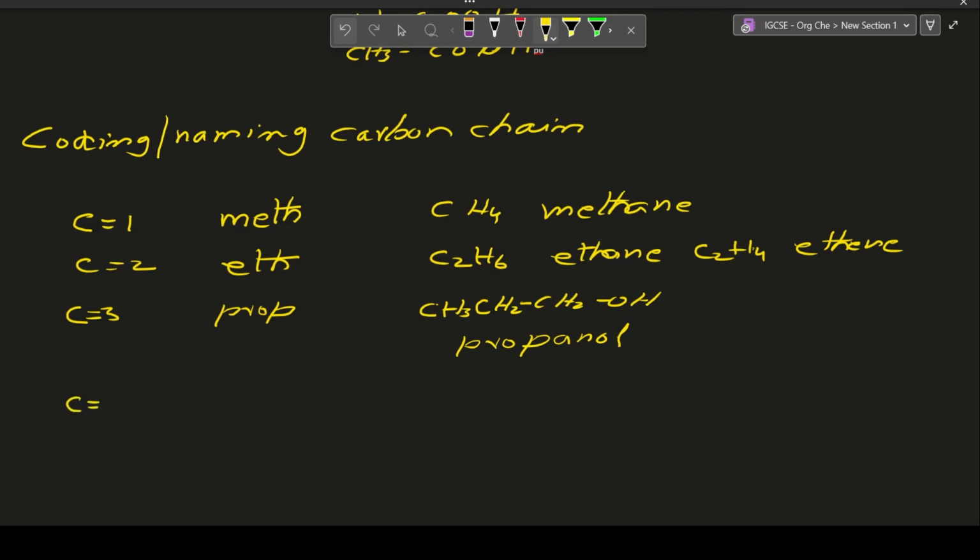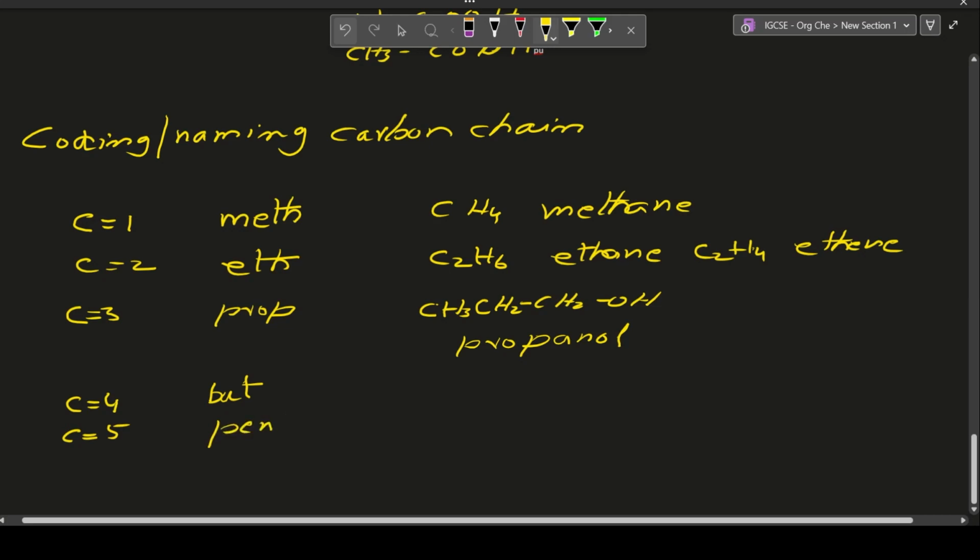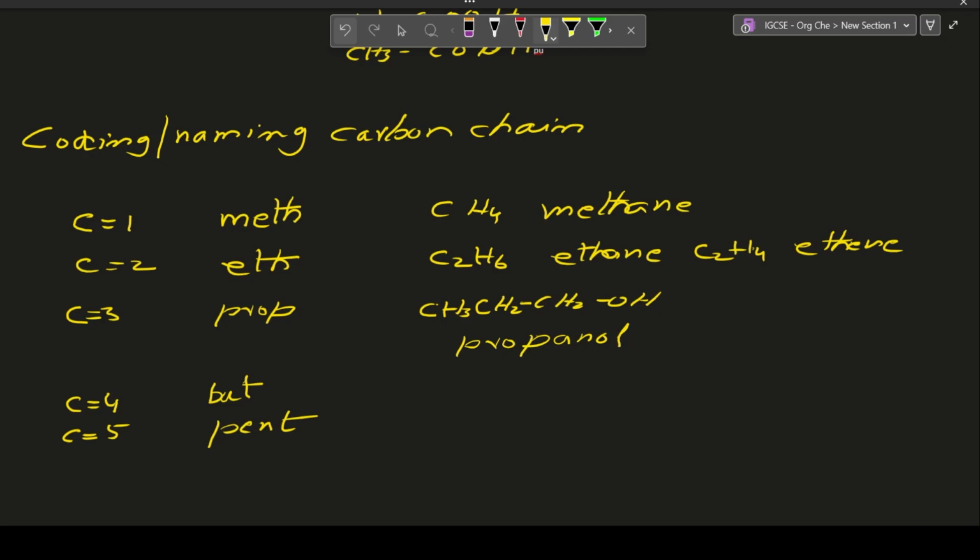If we have 4 carbons, in the same way we use the code but. For 5 carbons, we use pent: pentane, pentene, pentanol. For C6, we use the term hex. If you use 6 carbons with the alkane family, it will be hexane. With the alkene family, hexene. With the alcohol family, hexanol. Carboxylic acid family, hexanoic acid.